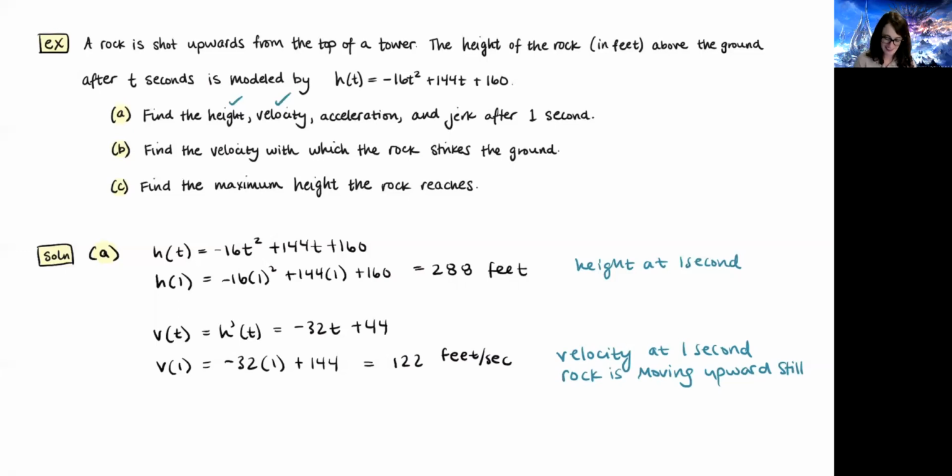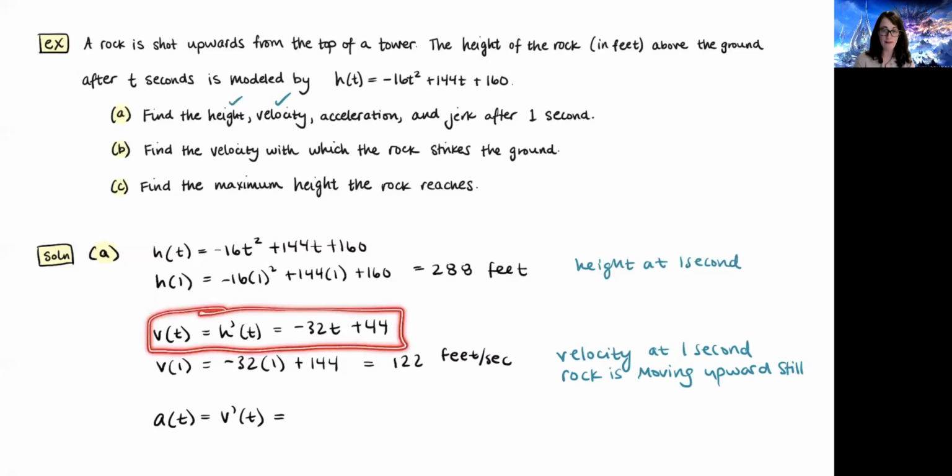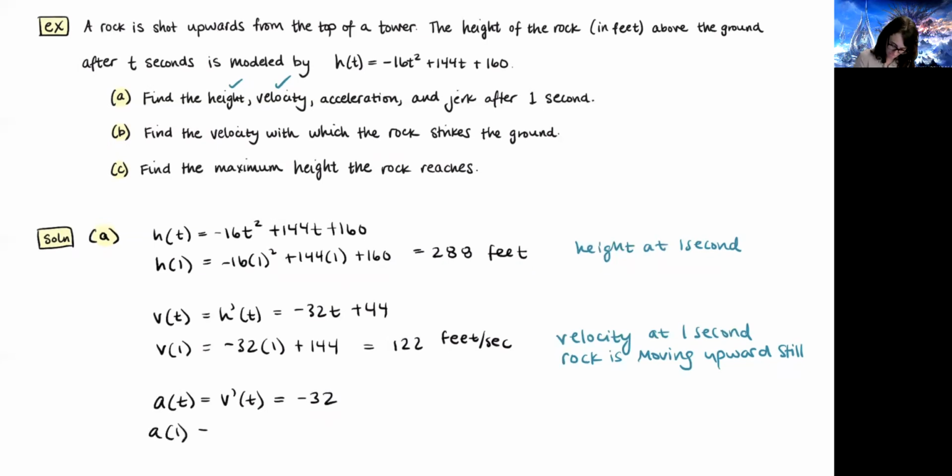So we found velocity. Now acceleration is going to be the derivative of velocity, or the second derivative of height. So we'll take our velocity function here and find its derivative. The derivative of negative 32t is negative 32. Okay, when we plug in a 1, we just get -32. The acceleration is measured in feet per second squared. So again, this is just the acceleration at 1 second.